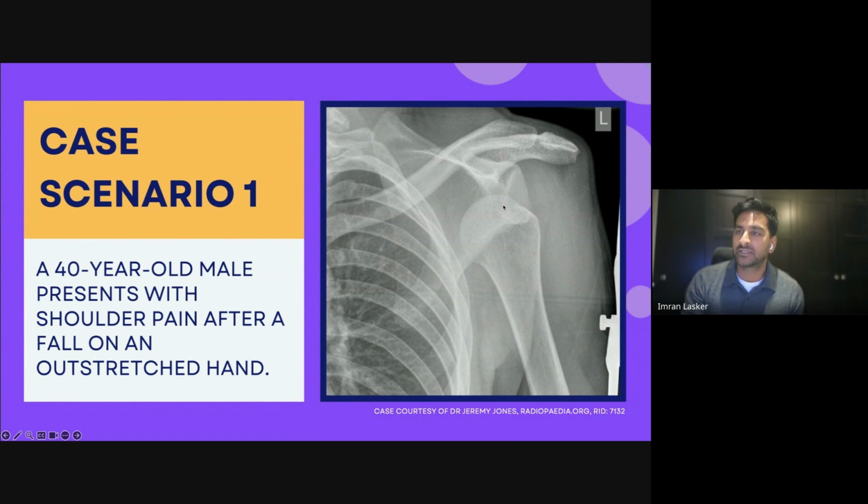You can self-manipulate it in place if you've got a pain threshold, but the average Joe probably does need to go to hospital and get that put back in place on gas and air and all the rest of it. But you can see that's a humeral head sitting like so. It's very, very anterior. You can see the edge of the anterior inferior aspect of the glenoid.